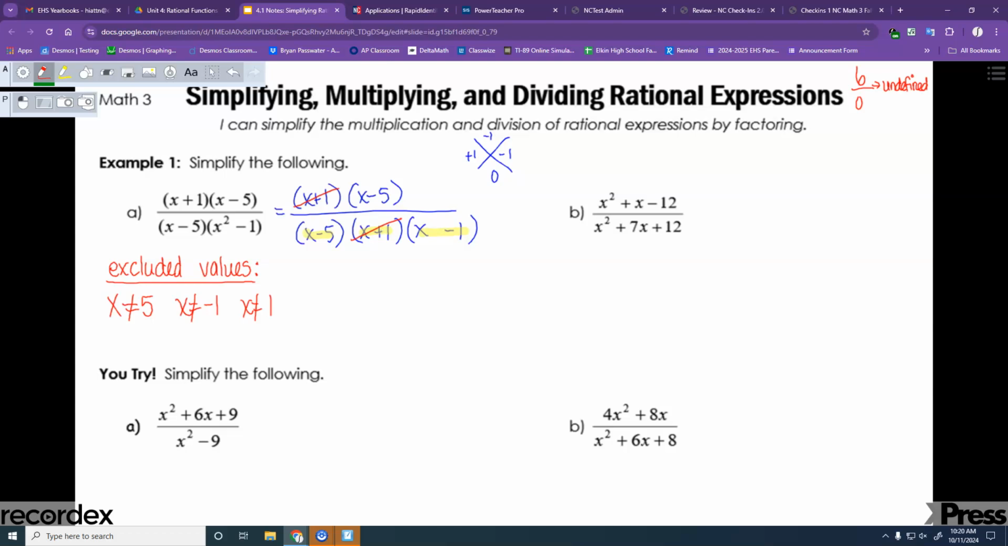Because this stuff right here is multiplied by x minus 5, not added or subtracted to it, right? And this stuff right here is all multiplied. So I can mark that out. What else will cancel? The x minus 5 and the x minus 5. The whole factor, right?